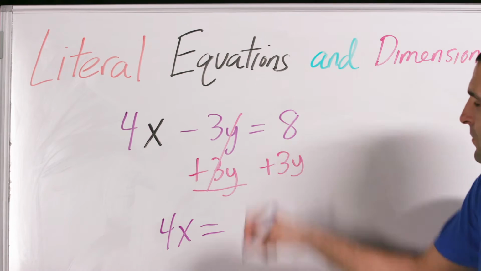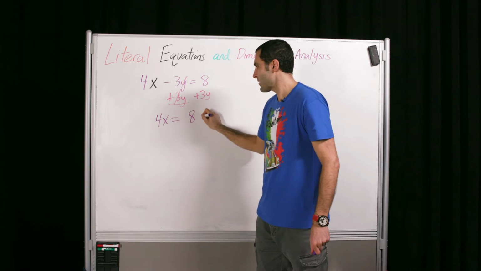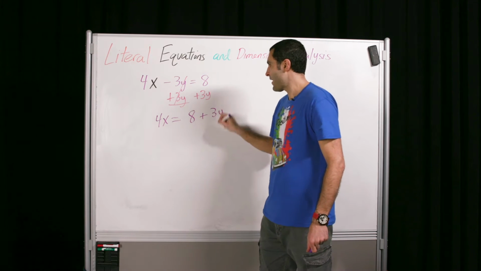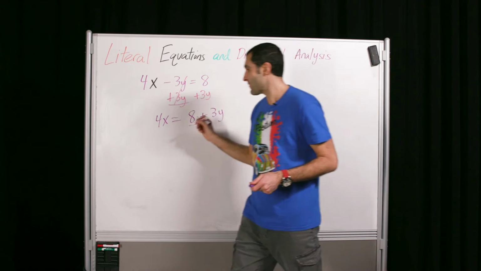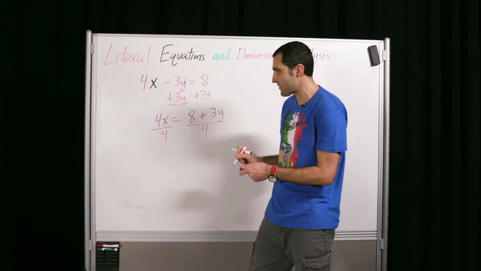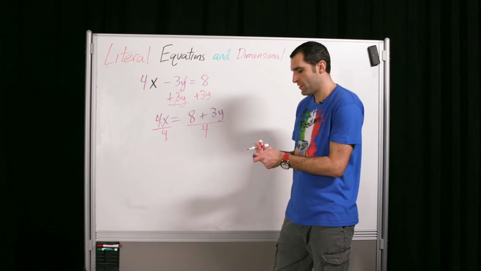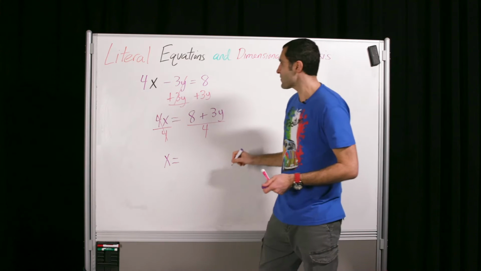Now it doesn't matter the order we put this in. We could do 8 plus 3y. That's fine. 8 plus 3y. And we are one step away from getting x by itself. We can divide both sides by 4. Divide both sides by 4. Like there it is. These go. And now we get x equals. So check it out.